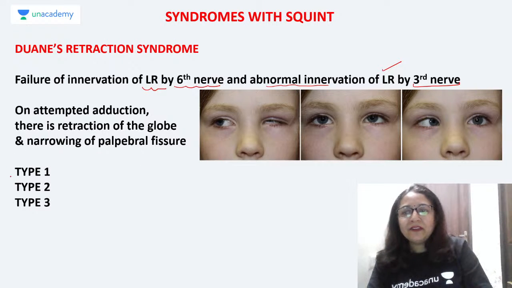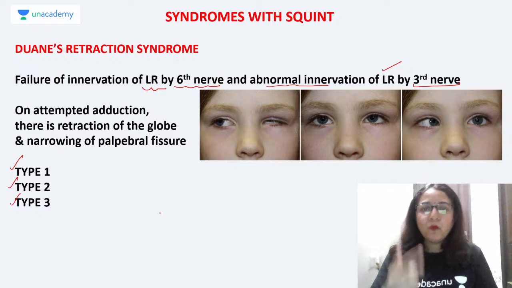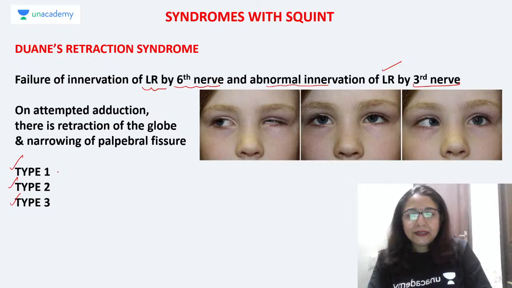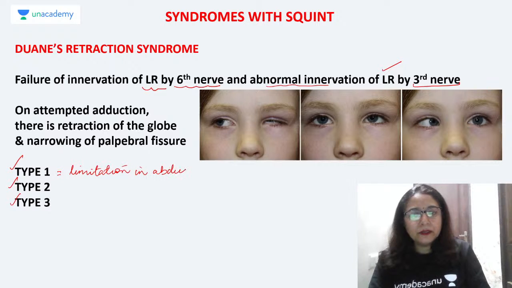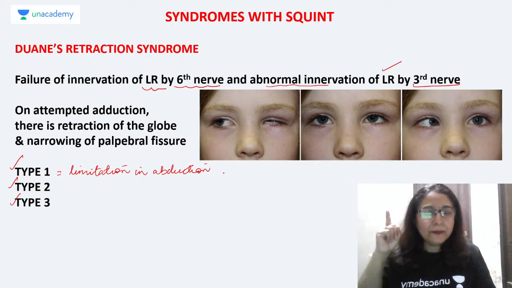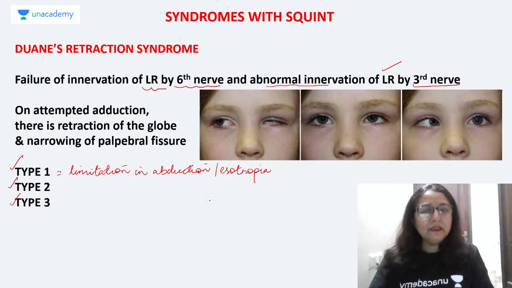Now, Duane's retraction syndrome has three clinical types: type 1, 2 and 3. So what are these three types? In type 1, there is limitation of abduction in the affected eye, that is, the eye cannot move out. So if abduction is limited, in the primary gaze the eye will be in esotropia.